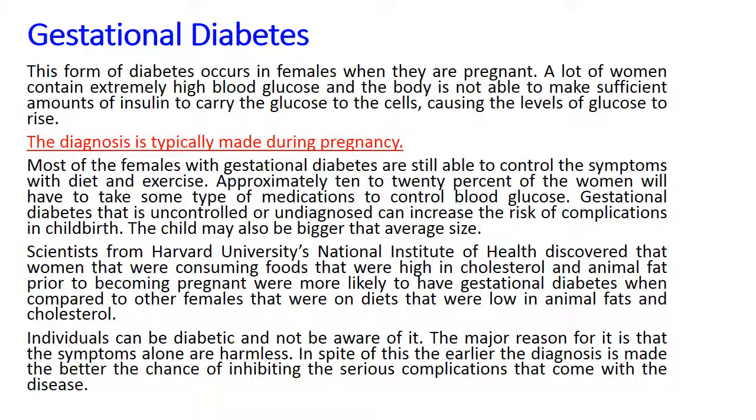A lot of women have extremely high blood glucose, and the body is not able to make sufficient amounts of insulin to carry the glucose to the cells, causing the levels of glucose to rise. The diagnosis is typically made during pregnancy. Most of the females with gestational diabetes are still able to control the symptoms with diet and exercise.